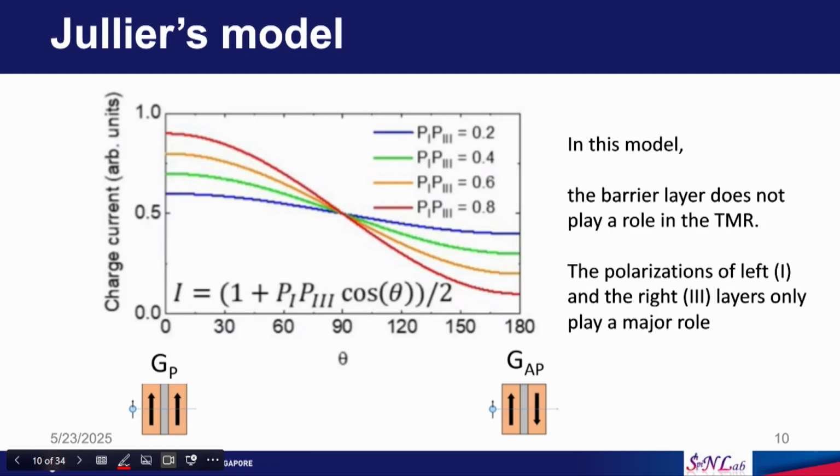So, if you look at some results like this, here it is talking about the polarization of the left side electrode, right side electrode and so on. If you make both the ferromagnetic layers have a large polarization, you will have large TMR. Okay. So, that is basically the model. It does not talk about the role of a barrier layer in TMR. So, if you are studying the barrier layer effect on TMR, you cannot use this model.